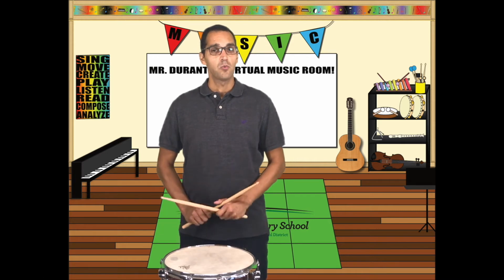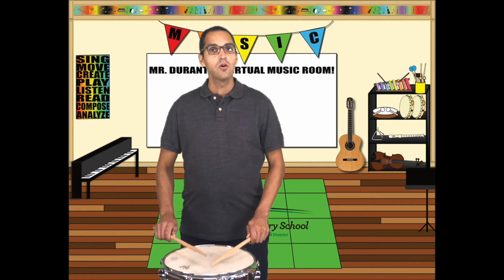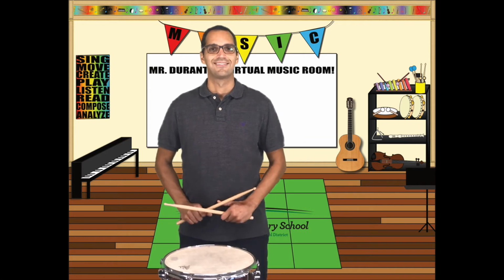Rest, rest, rest. For an instrument like the snare drum, we can either tap it every two beats, one, two, one, two, one, two, one, two, or we can do that buzz roll that we talked about last week. One, two, one, two, one, two, one, two. For instruments that use air, such as the recorder, all we need to do is blow a steady stream of air through the instrument while thinking ta in our heads.